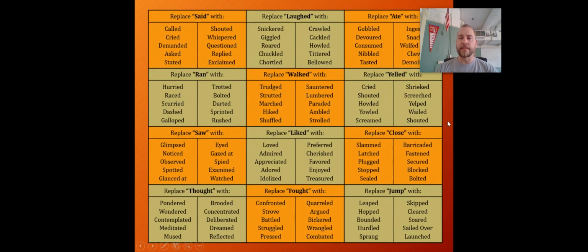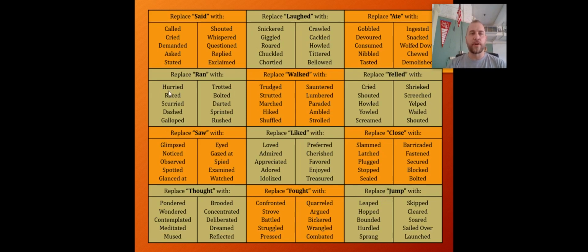Now, one of the main places you're going to want to add detail is in your descriptive verbs. There is a list of kind of boring verbs here that I have: said, laughed, ate, ran, walked, yelled, saw, liked, close, thought, fought, and jump. All are kind of boring verbs. There's not much to them. There are much better verbs to be used.